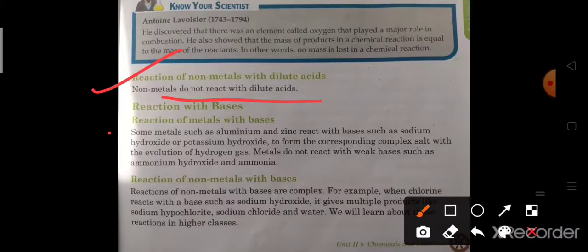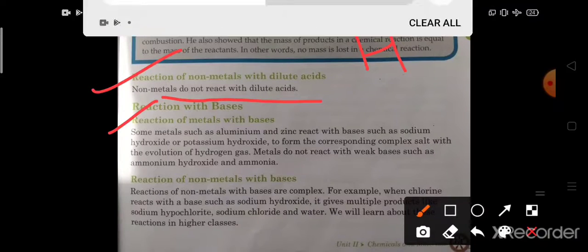Reaction of metals with bases. Now bases: as acids have the H plus ion in common, bases have the OH minus ion in common. So how do they react, or whether they react or not? Metals with bases.